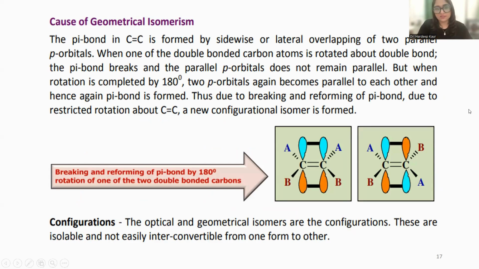What is the cause of geometrical isomers? Basically, the pi bond in this carbon-carbon double bond is formed by sidewise or lateral overlapping of two p orbitals. This is a p orbital, and this is a p orbital, sidewise overlapping. When one of the double-bonded carbon atoms is rotated about the double bond, the pi bond breaks and the parallel p orbitals do not remain parallel. Here you can see this one.